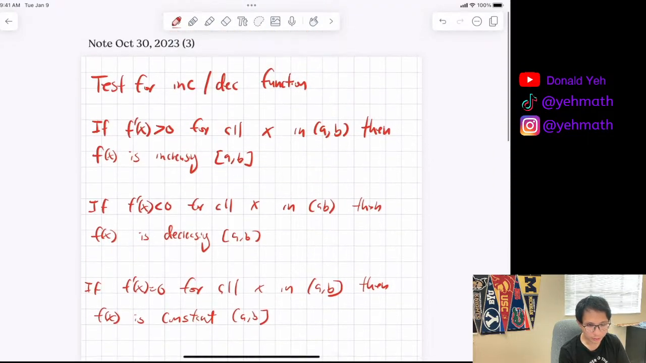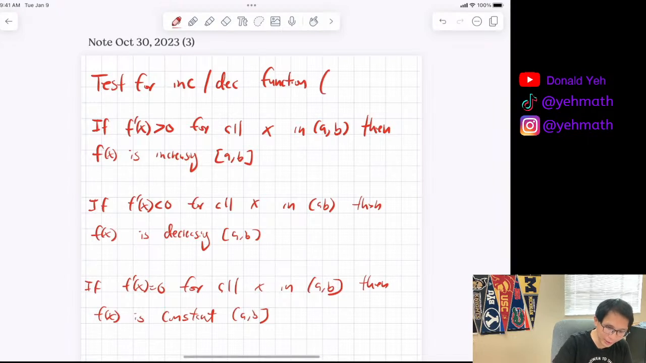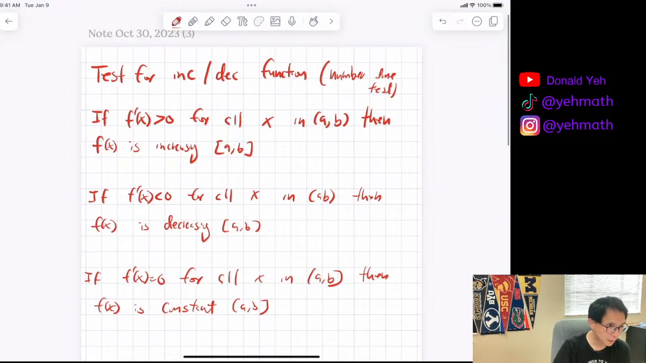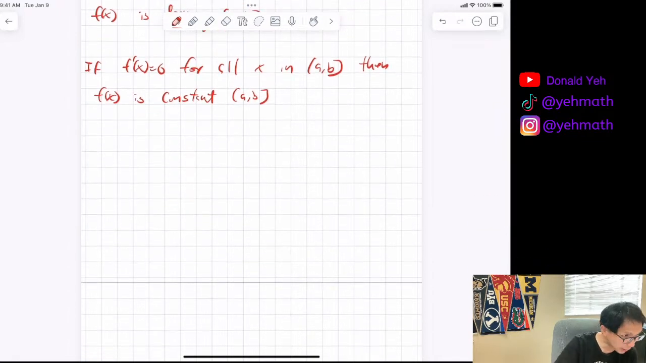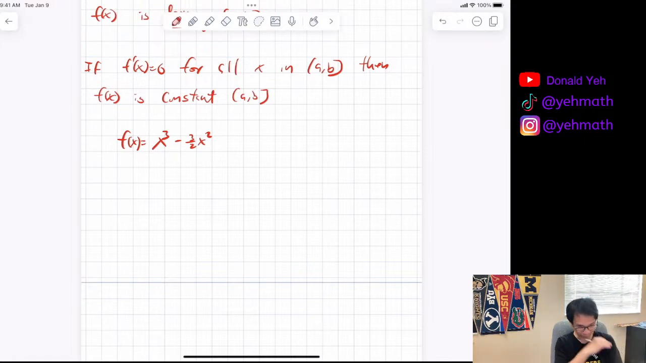So this is the number line test. I'm going to show you how to do one. Let's just say today I have the function f of x equal to x cubed minus 3 over 2 x squared. And remember, the first test I taught you is the number line test. Now we're going to execute the number line test.